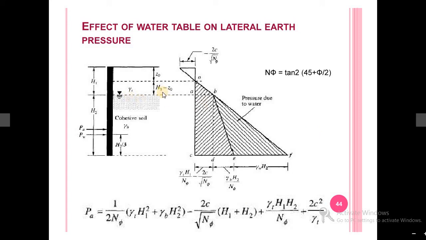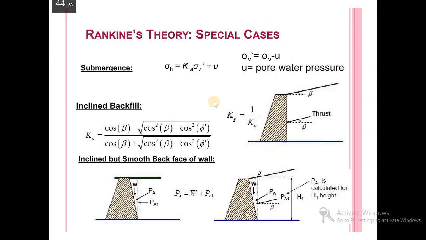Now this is the more complicated one, the cohesive backfill with submerged cohesive backfill. Again we need to consider the pressure due to the water, similarly as we have considered for the cohesionless soils. Then we'll be discussing the Rankine's theory for the special cases where there is inclined backfill, and inclined but smooth back face of the wall. So accordingly we'll be computing these different aspects.